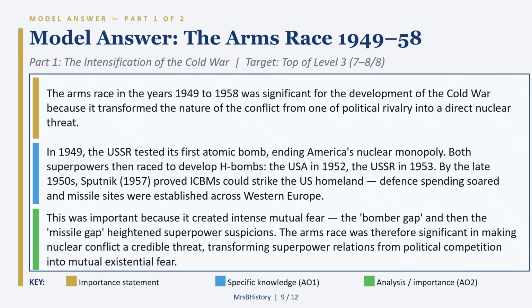Sentence 3 is analysing the importance. This was important because it created intense mutual fear. The bomber gap and the missile gap heightened superpower suspicions. The arms race was therefore significant in making nuclear conflict a credible threat, transforming superpower relations from political competition into mutual existential fear. That's your AO2 analysis, explaining why the knowledge matters and not just what happens.